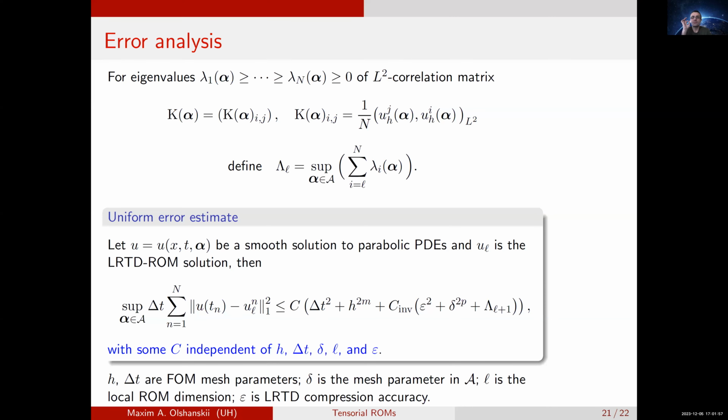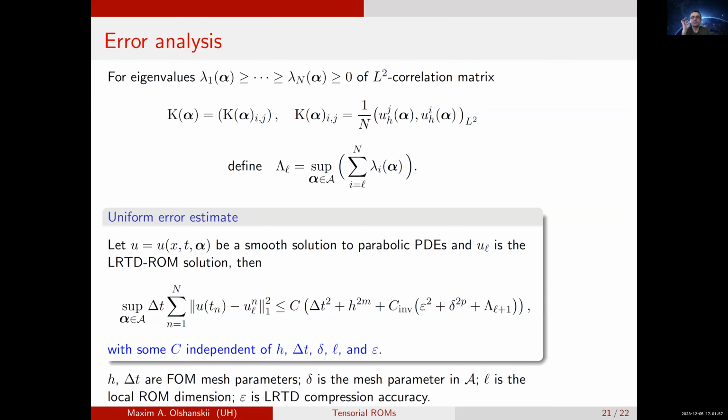Of course it's bounded from above by this inverse constant in the finite element method, but practically I think it's much smaller. So we don't see the influence in experiment. So this is the inverse constant in this ROM space specifically.